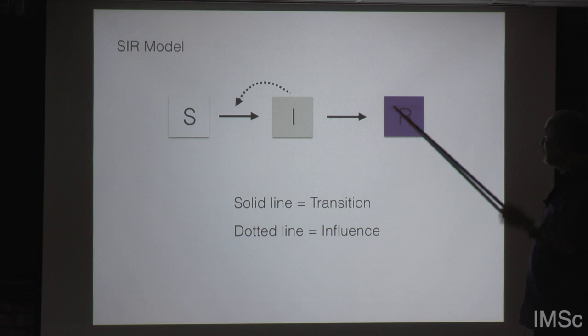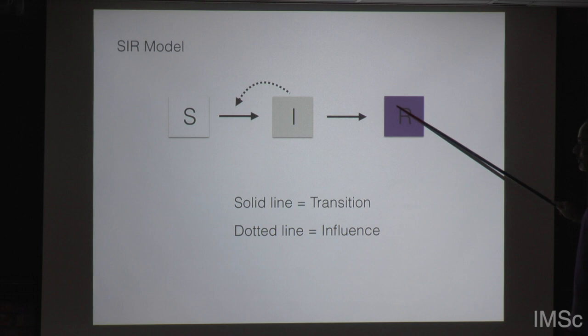Because if then that would be called the SIS model, where once you recover, if you can go back to being susceptible, I can call this susceptible. So that's another type of model called the SIS model.